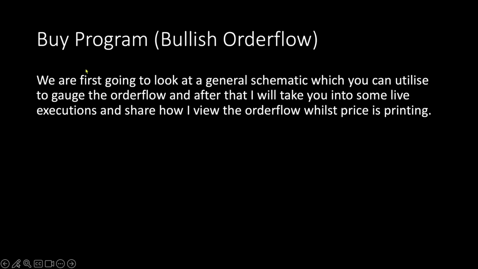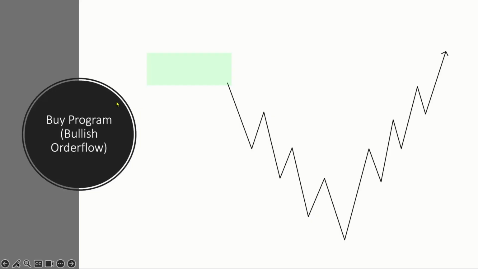We're first going to take a look at the general schematic which you can utilize to gauge the order flow within a buy program. And after that, I will take you into some live executions and share how I view the order flow whilst price is printing. Let us first take a look at a rather simple schematic of a market maker buy model.